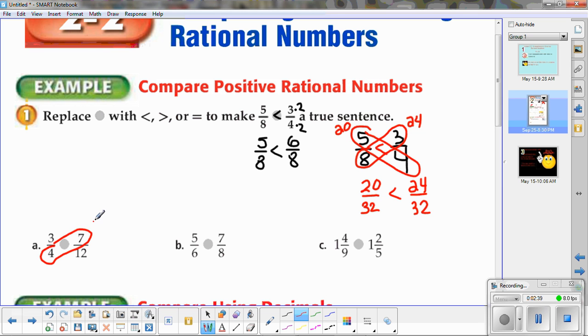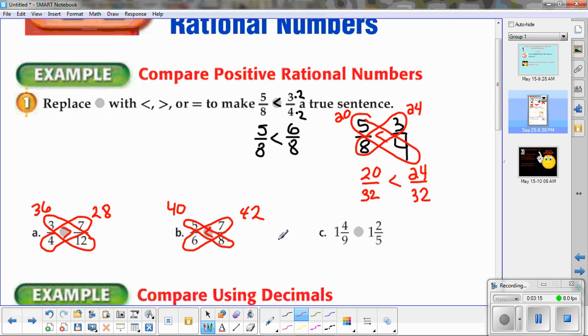4 times 7 is 28. 12 times 3 is 36. 36 is greater than 28, so 3/4 is greater than 7/12. In our next example, 6 times 7 is 42. 8 times 5 is 40. 40 is less than 42, so 5/6 is less than 7/8.